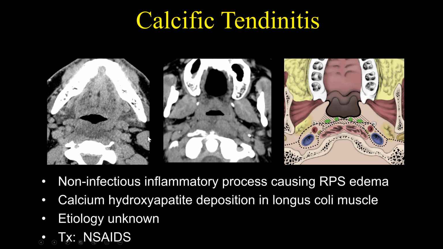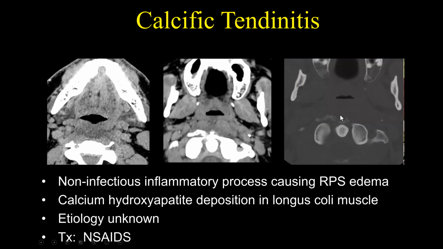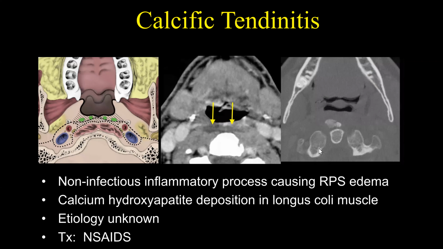Anytime you look at this, make sure you look very closely and reconstruct everything in bone algorithms, because when you do, you'll be able to see calcium hydroxyapatite deposition approximating the location of the longus colli muscle. And again, another example of calcific tendinitis.